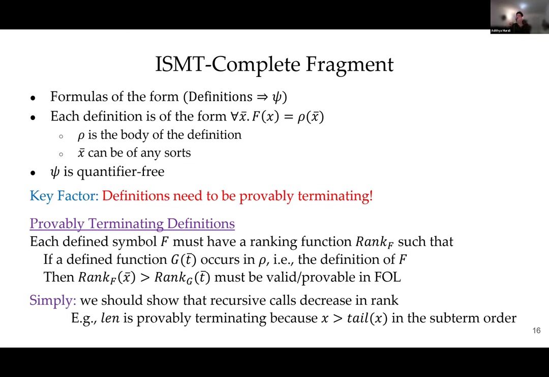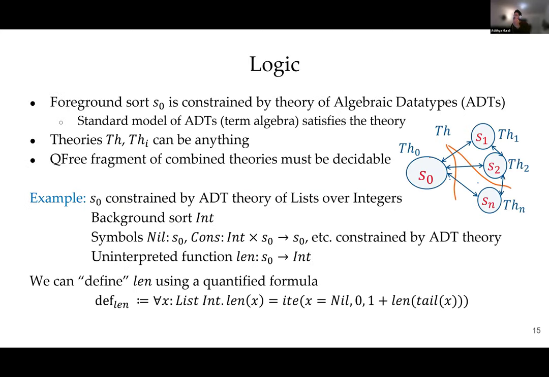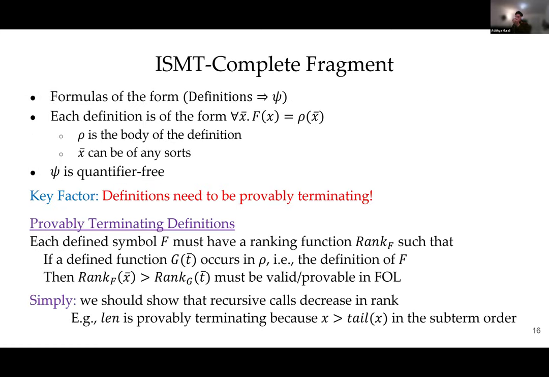For example, length is provably terminating because if you look at the definition on the previous slide, the recursive call to length happens on the tail of x. And we just have to show that the rank of x is greater than the rank of the tail of x. And this is in fact true because if you think of rank as basically the subterm order in an algebraic data type, you do have that the tail of a list is smaller than the list, and you can take the tail of that and keep going down.